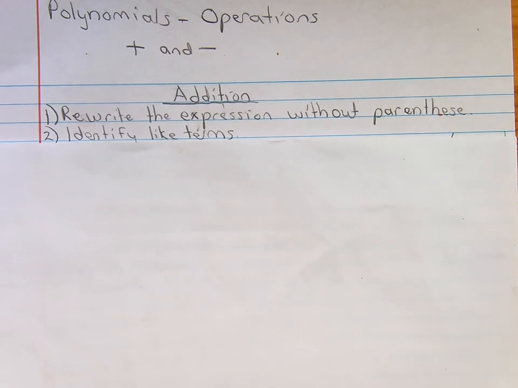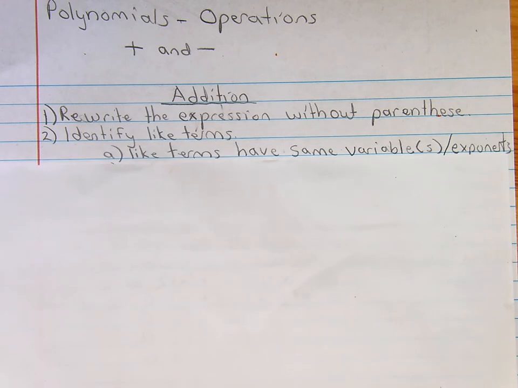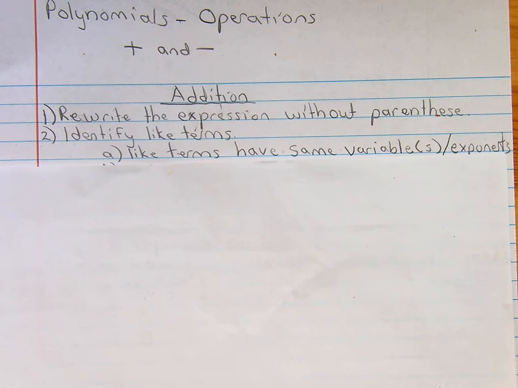Step 2 is to identify like terms. So just a little reminder that like terms have the same variables and exponents. And so if the variable is an x to the third, then you have to find another one that has exactly x to the third. They should be identical in what the variables are in their combination.